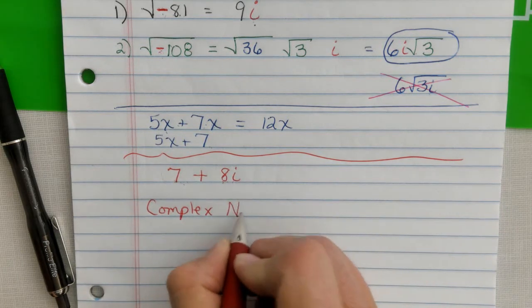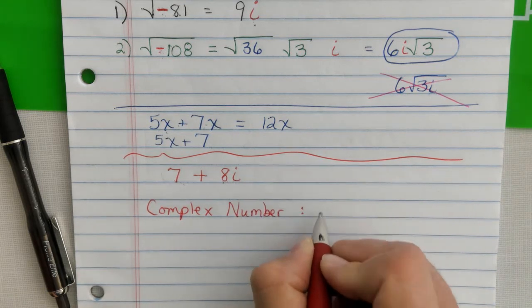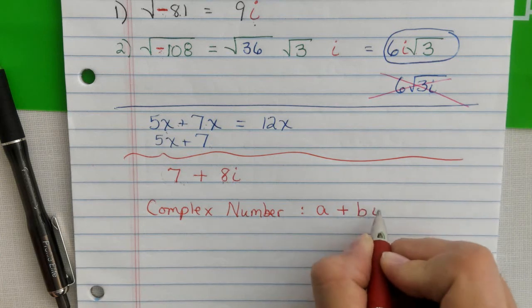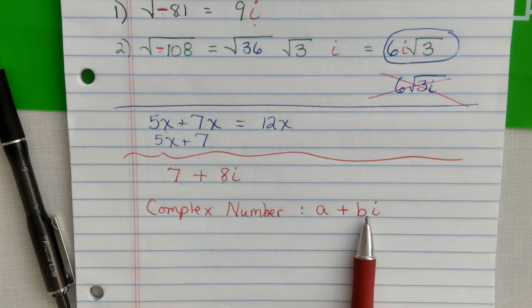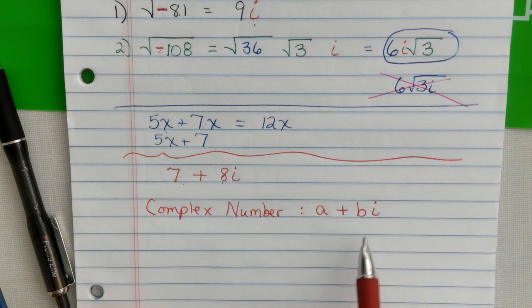So, a complex number is in the form a plus bi. With a complex number, you have a real number and an imaginary number. But you can't actually add the two numbers, the 7 and 8, because they're not like terms. You just got to leave it like that.